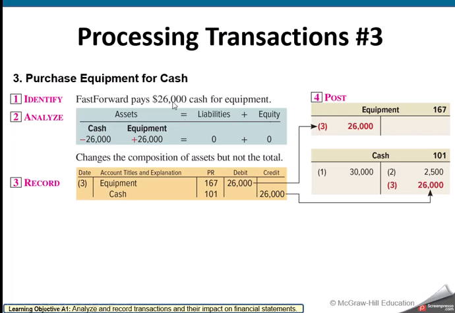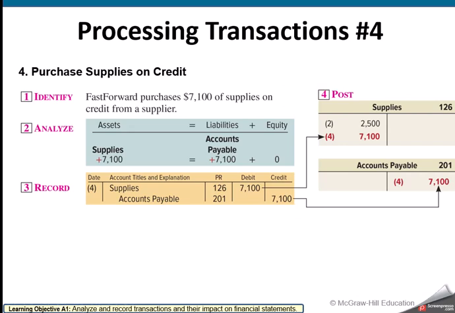So then they pay $26,000 for equipment. So equipment comes in, we debit that $26,000, cash goes out because we paid it, so we credit that $26,000, and again we put it into the ledger accounts. We purchase supplies on credit. So supplies come in, and now we create a liability in accounts payable. So we debit supplies for the amount that comes in, that is increasing those, and then we credit our accounts payable. Our accounts payable is a liability, its regular balance is a credit, and it's increased with the credit.